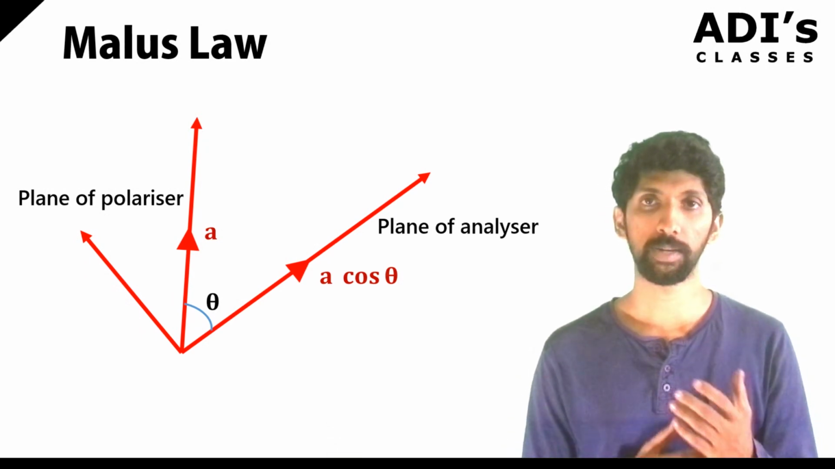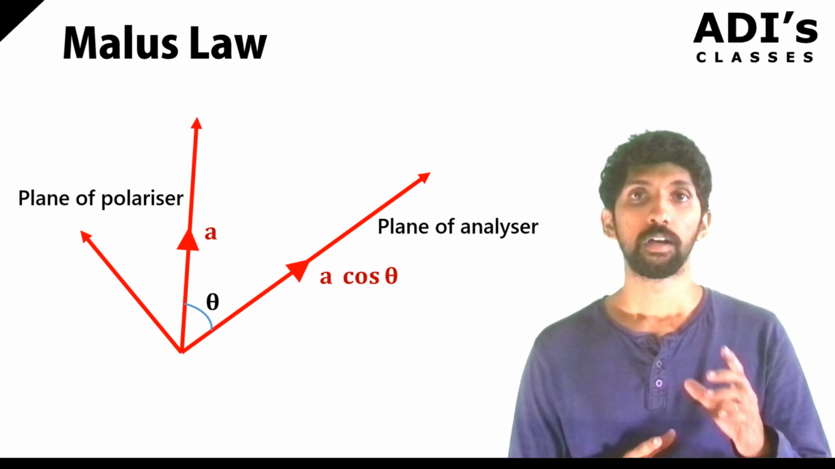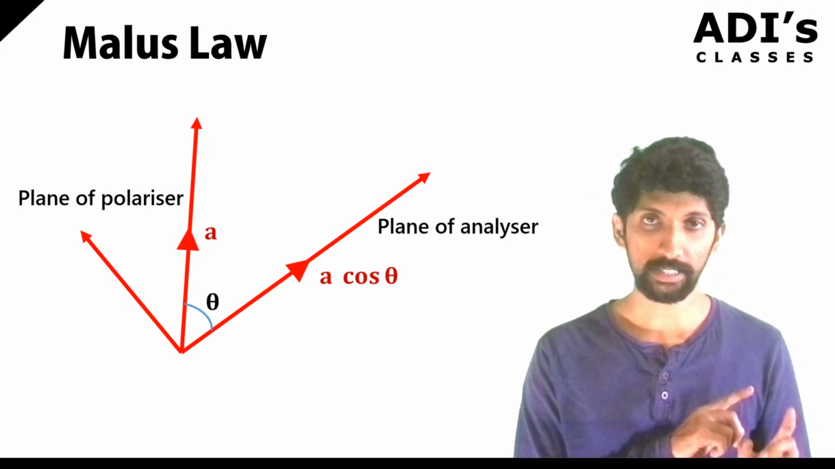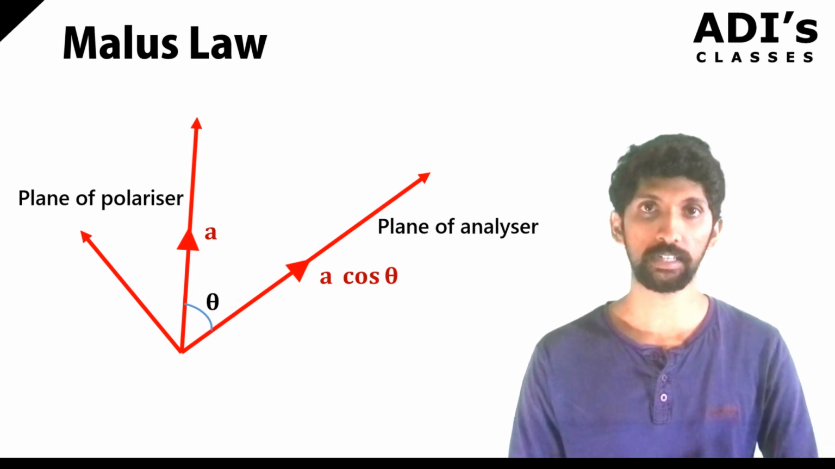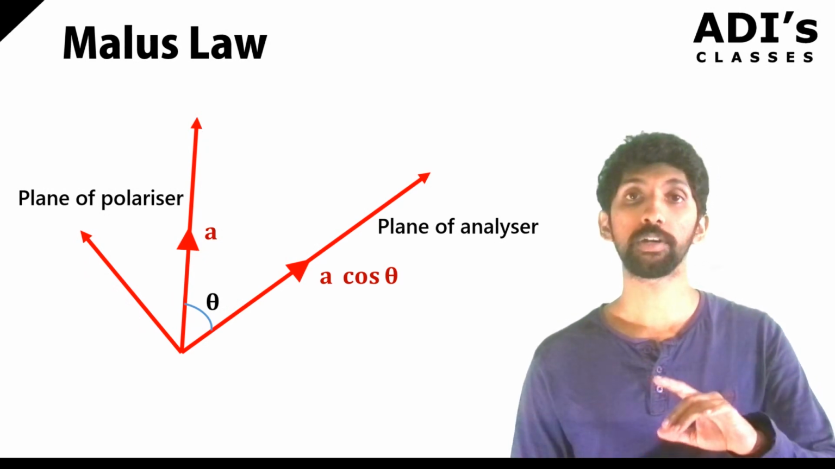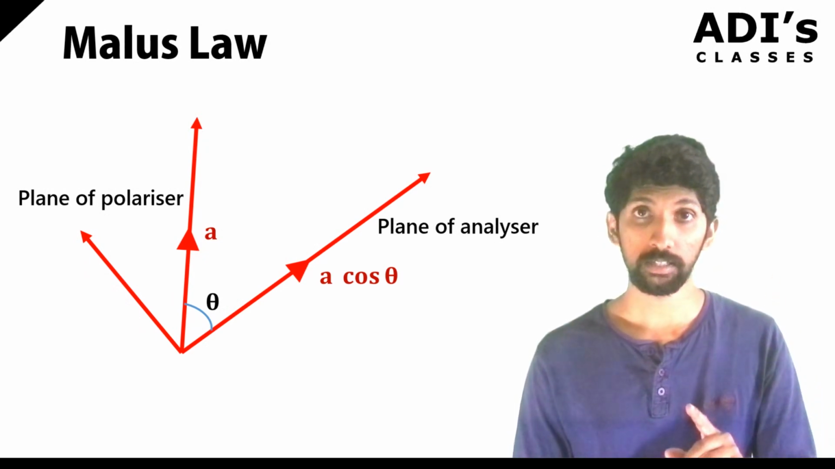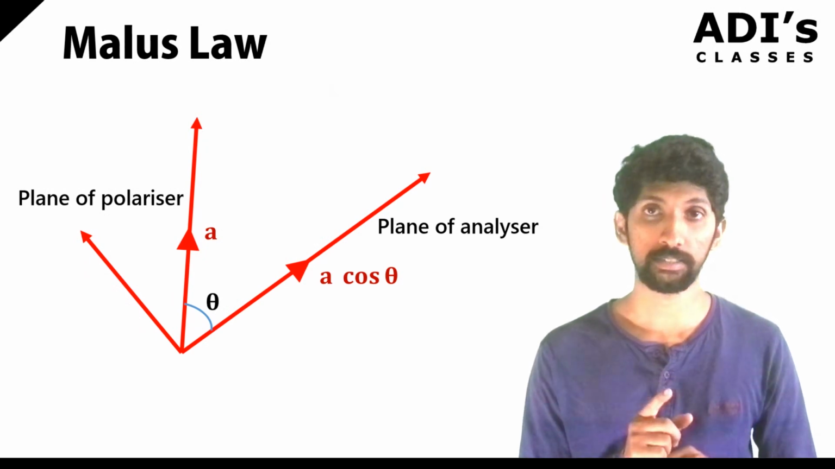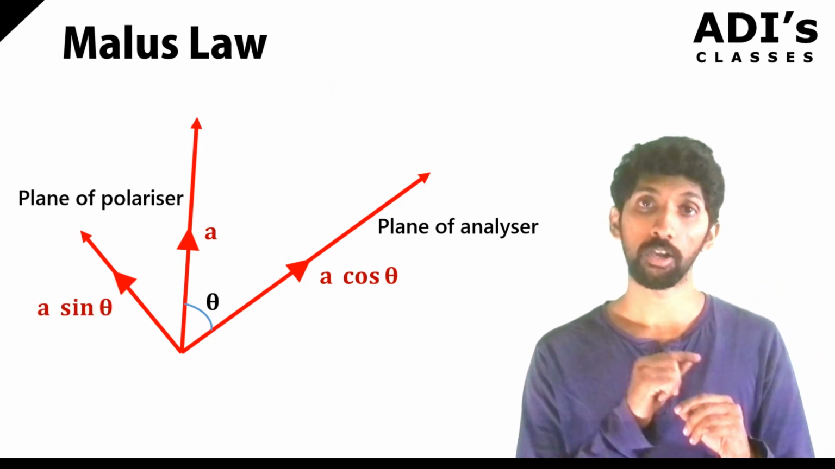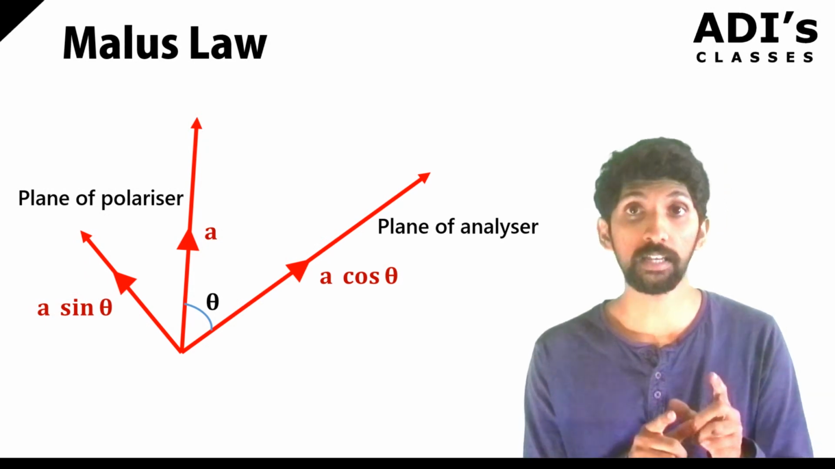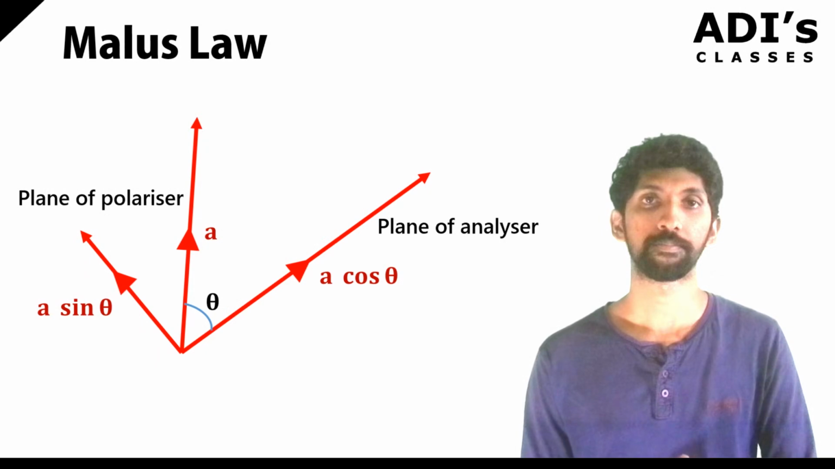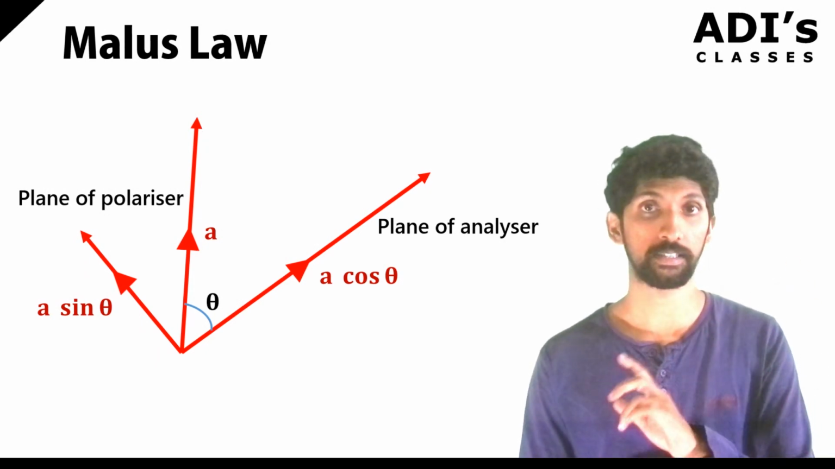Okay, so mathematically, if we have to do this, first thing, we have the incident light, correct? This is the incident light. Now it splits into two things, that is the component of a cos theta along the plane of analyzer and the component of a sin theta along the direction perpendicular to the plane of analyzer, correct? See, like this, what you are seeing in the figure. So we have a cos theta and a sin theta.